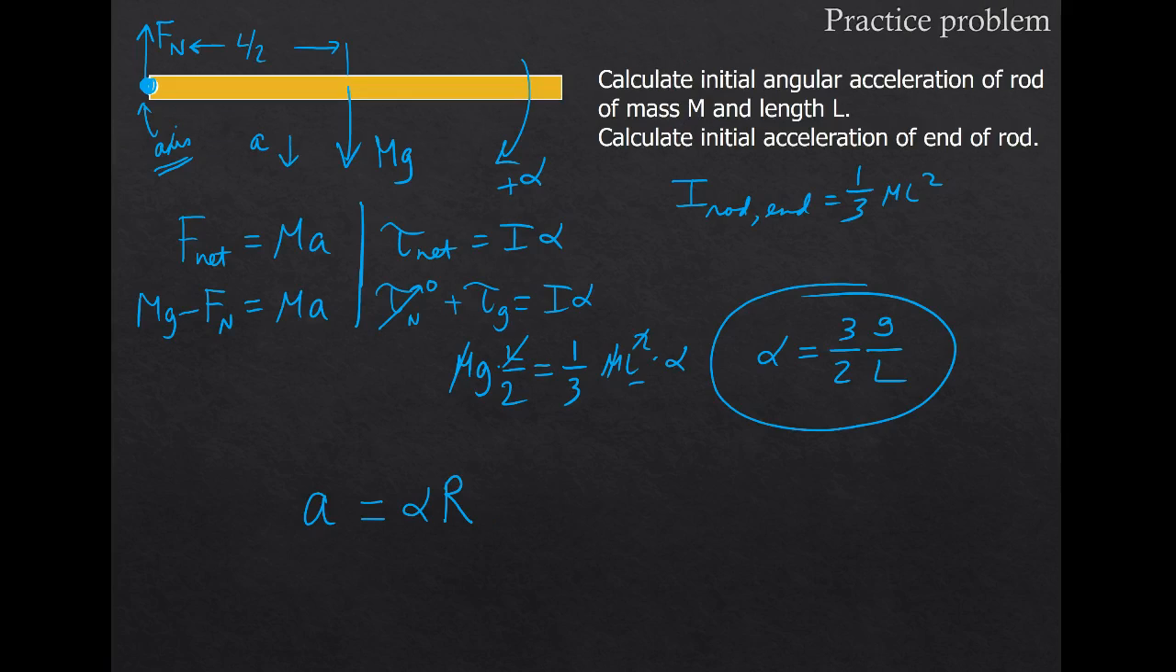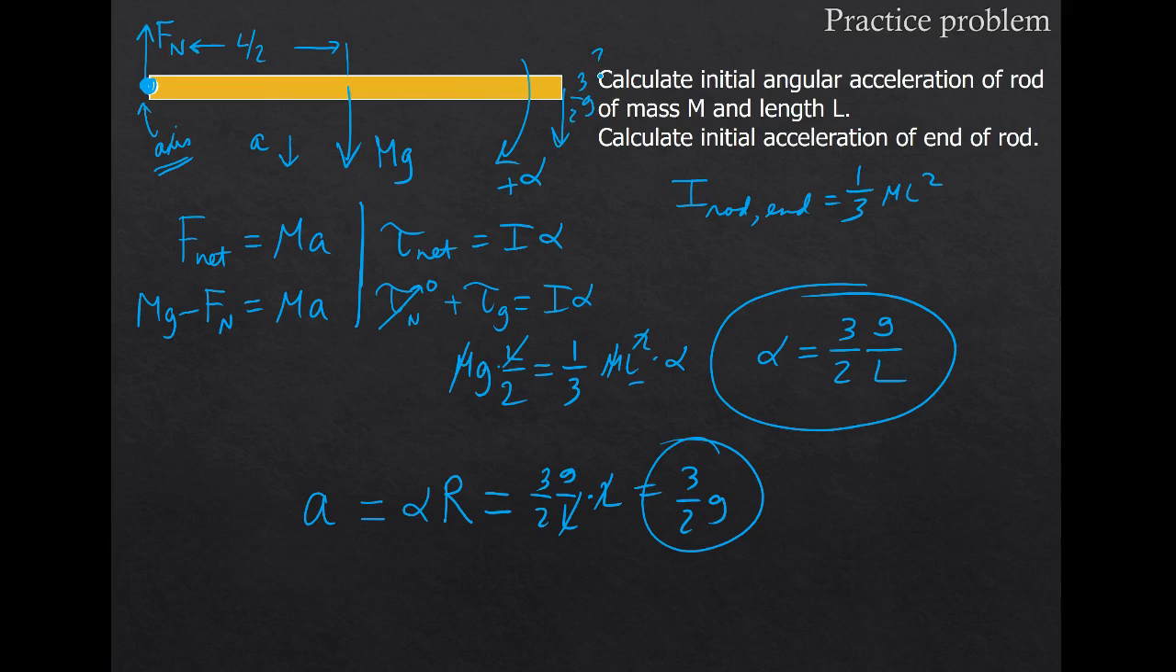Okay, sorry about that. So we're back, and we just want to plug in alpha is 3/2 g over L, and then R at the end of the rod is actually just going to be L. So that's going to give us an acceleration of 3/2 g, which is kind of crazy. How can it be that the end of the rod has an acceleration that's equal to 3/2 g?